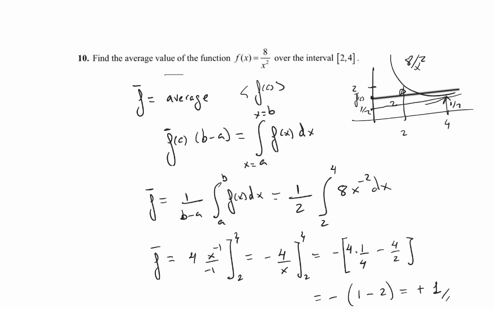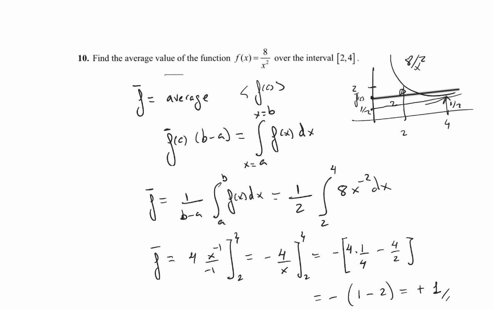Okay, the average value f of c times b minus a, 4 minus 2, is the area under the curve. So let's go to find f of c. The average value f is 1 divided by b minus a times the integral from a to b of f of x dx.